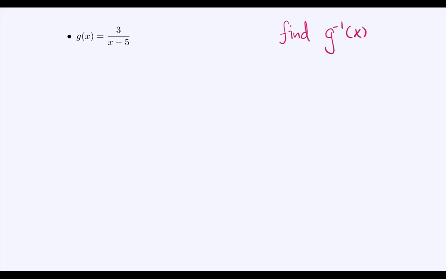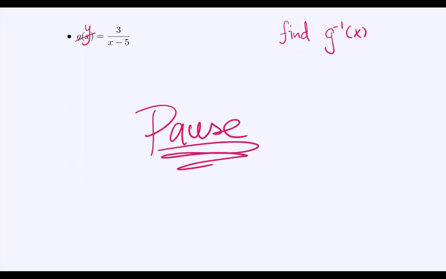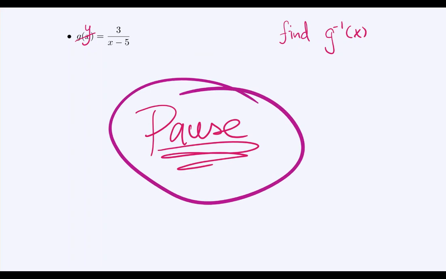With our two steps, we're going to switch the input and output variable. So let's just replace g of x here with y. It's easier to write the output variable. Switch x and y, and then isolate y equals. And for this one, why don't you pause the video now, attempt the problem on your own, and when you're ready, unpause to check your work.